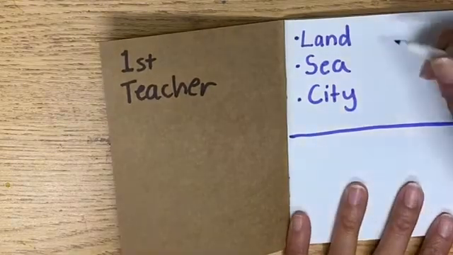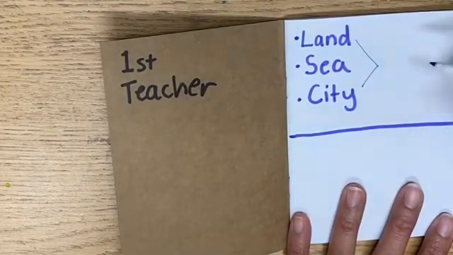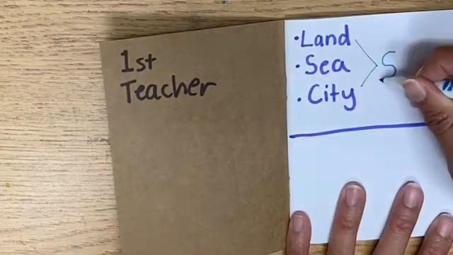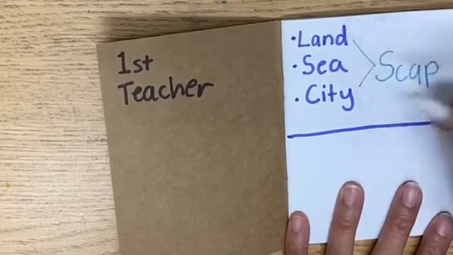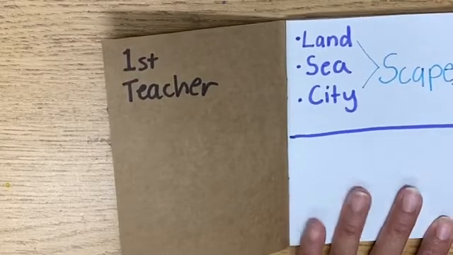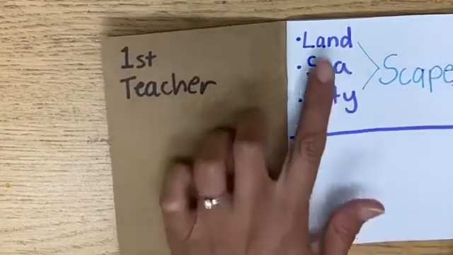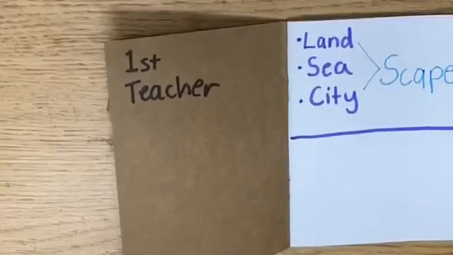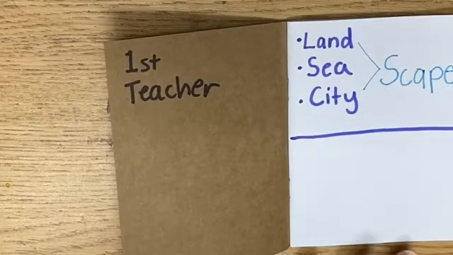After you do that, right next to them, I like to put a little arrow, and then I'm going to write the word scapes. It's not really a word we use, but it's going to be the end of all of these other words. So for example, landscapes are what we're doing today. Seascapes is what we'll be doing next time. And cityscapes is what we'll be doing last. Take your time to write that on the top of your paper.